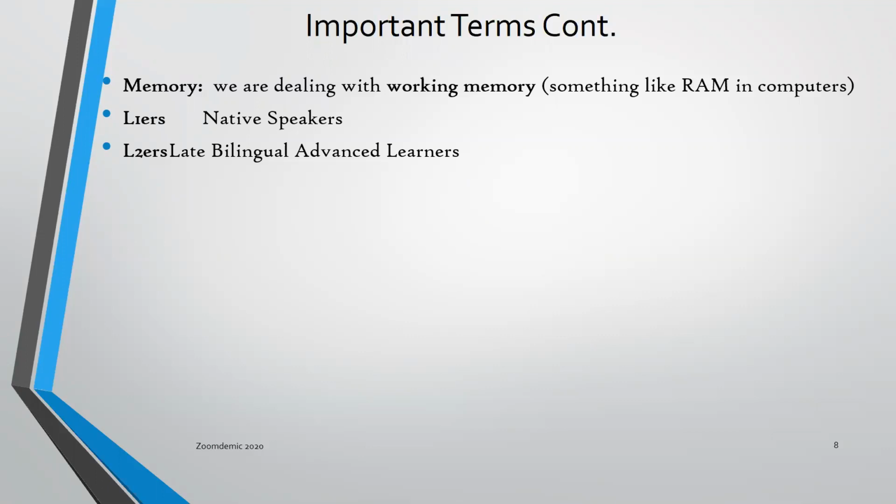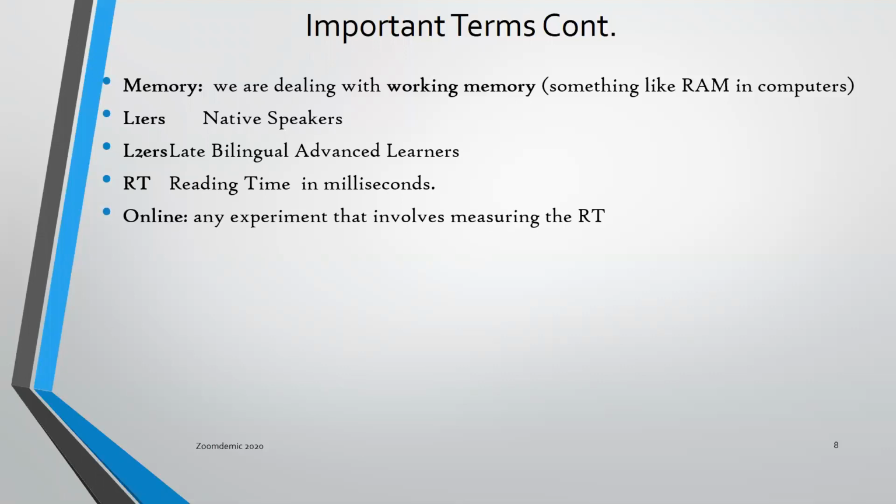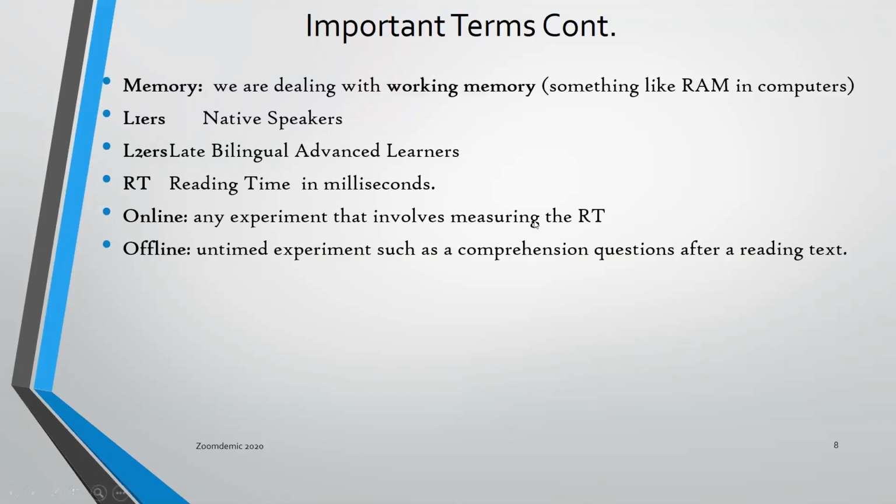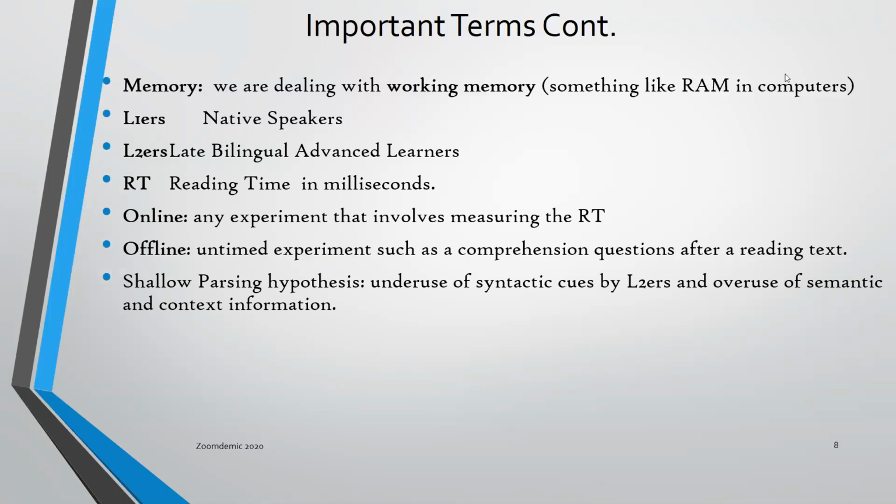Those people have been learning a second or a third language after reaching the age of 12 or 14, and they're really advanced. We're not talking about intermediate learners. RTs are the reading times in milliseconds. Whenever we read a word, we press the space bar, and then the computer shows the following word. So the time between every space bar press is measured in milliseconds. Online experiment, talked about that. Offline, like comprehension questions.